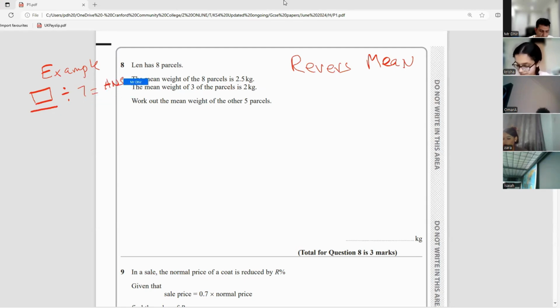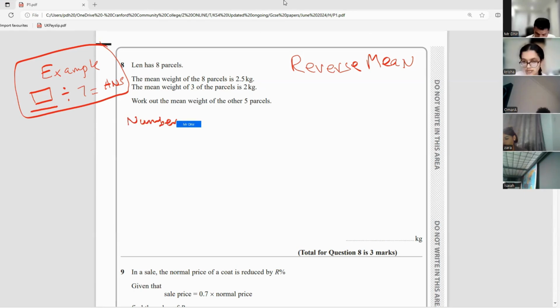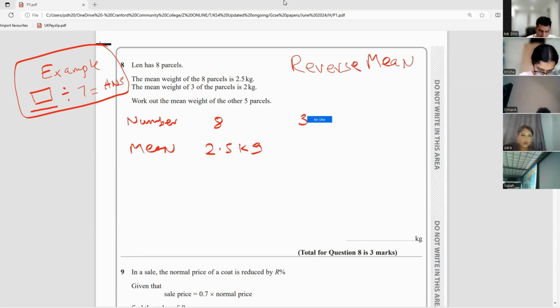Now, this is the reverse mean. Reverse mean is the opposite question, so we need to do it the opposite way. First of all, we are going to write down the numbers. In this one, we got 8 parcels, and the mean weight of the 8 parcels is 2.5 kg. Then we got the mean weight of 3 parcels, that is 2 kg. And they want us to work on the mean weight of 5 parcels. This is what we need to find.